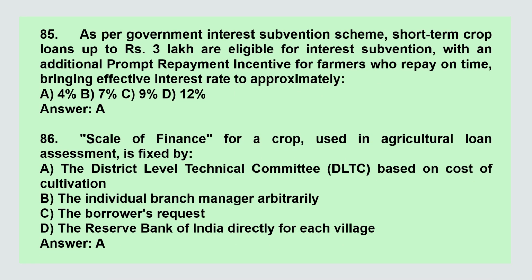Under the government interest subvention scheme, short-term crop loans up to rupees 3 lakh are eligible for interest subvention, with an additional prompt repayment incentive for farmers who repay on time, bringing effective interest rates to approximately option A, 4%. The scale of finance for a crop used in agricultural loan assessment is fixed by answer A, the district level technical committee based on cost of cultivation.